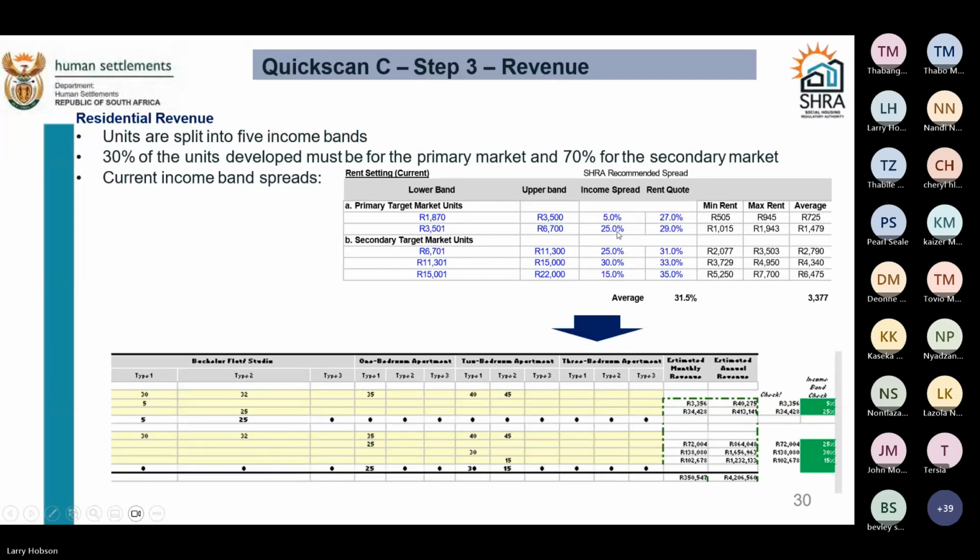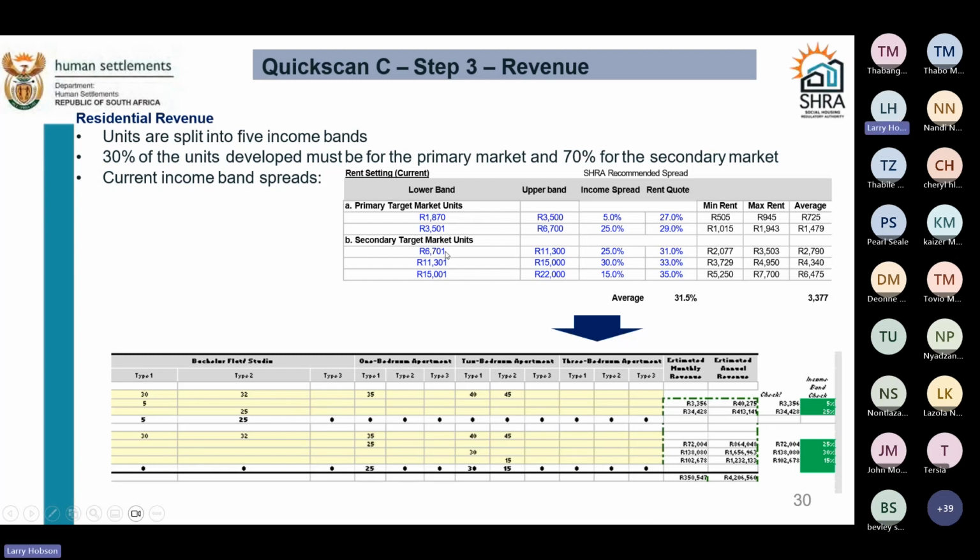Next band up, 25% of our units must be in that band. They can spend 29% of their income on rent. So minimum rent is 1015, maximum rent 1943 for that band, average 1479. That makes 30% of the development for that market. You're never going to have these matchups exactly, but you try and use this as a guide as to where to steer your marketing efforts.